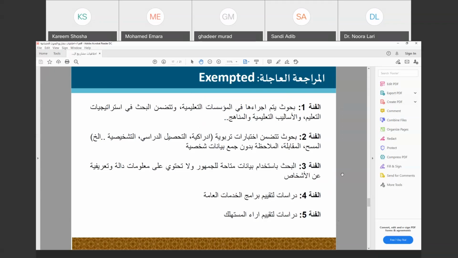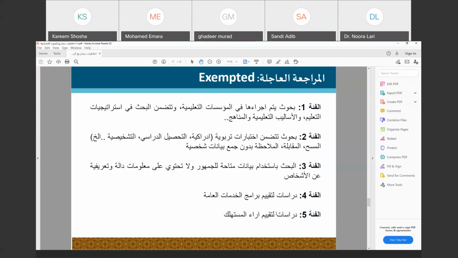البحوث التي تستخدم بيانات متاحة للجمهور ولا تحتوي على معلومات دالة وتعريفية عن الأشخاص كذلك تكون exempted. الفئة الرابعة تتضمن دراسات أو بحوثا تشمل تقييم برامج خدماتية معينة. نفترض أني كباحث أجري دراسة عن خدمات المواصلات، المترو، وهي خدمات متاحة للعامة، وأريد أخذ رأيهم فيها لتطويرها أو لتقييمها بشكل عام، فهذه تندرج تحت الإكزمتد.